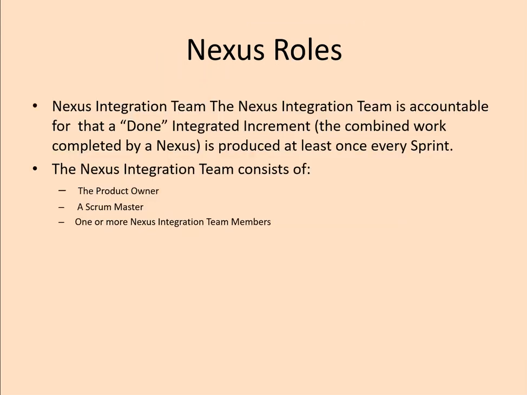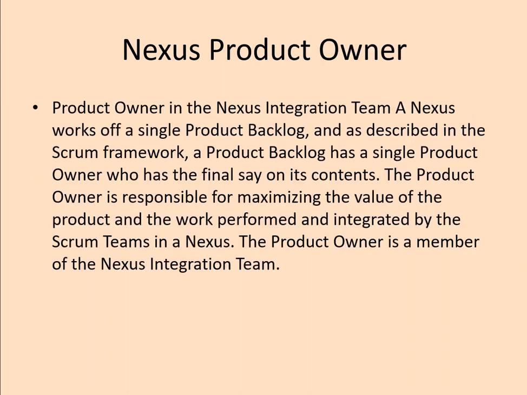So, what are the Nexus roles? The Nexus integration team is accountable for a done integrated increment. The Nexus integration team consists of the product owner, a Scrum Master, and one or more Nexus integration team members. First, the Nexus product owner. The product owner in the Nexus integration team works off a single product backlog as described in the Scrum framework, and the product backlog has a single product owner who has the final say on its contents. It's like a normal product owner who takes care of the product backlog.